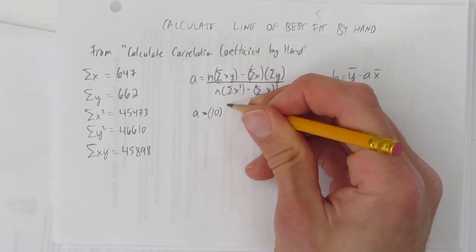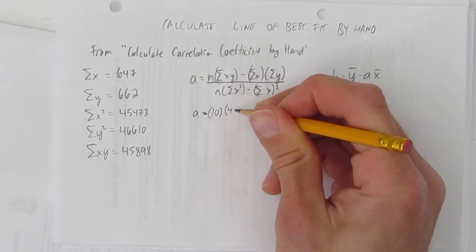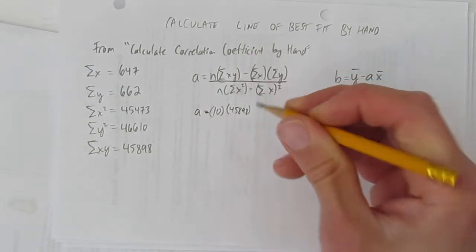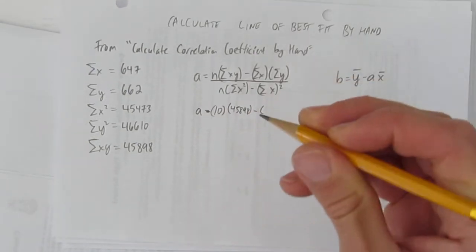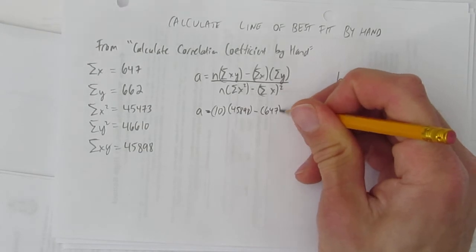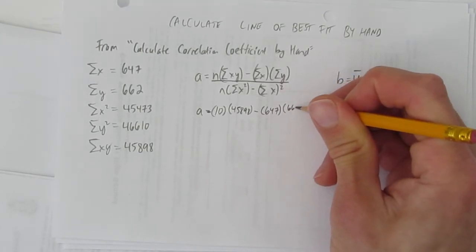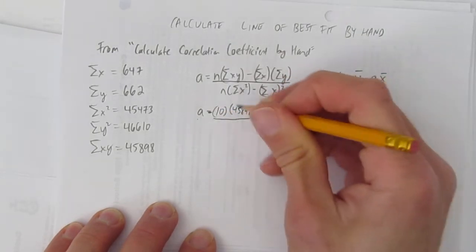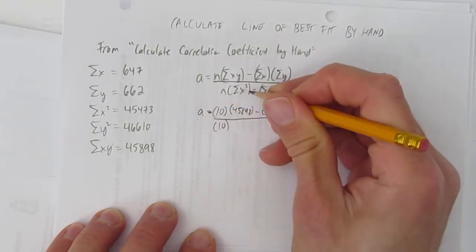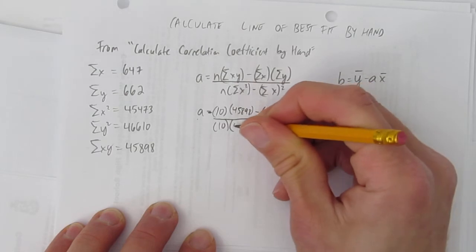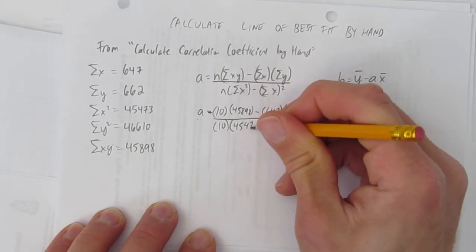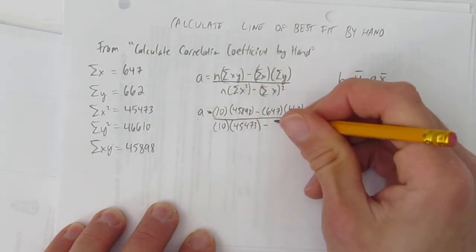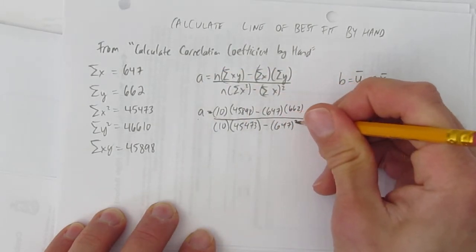What's the sum of x times y? 45,898. So we've got that one. Minus the sum of x, 647, times the sum of y, 662, all over, and again, 10 times the sum of x squared, that's 45,473, minus the sum of the x's, 647, squared.